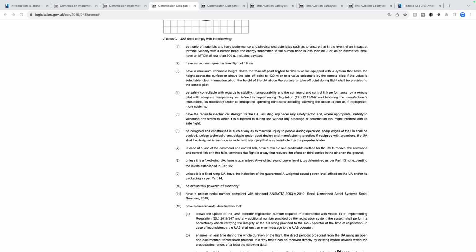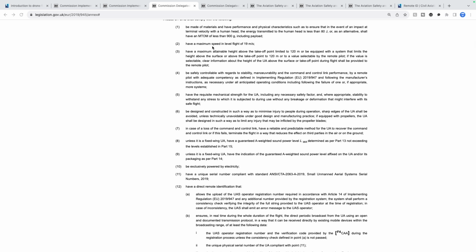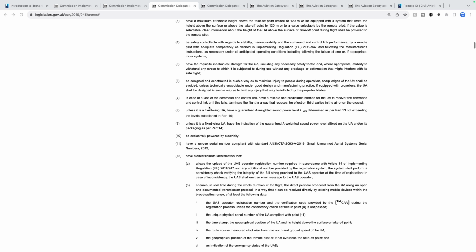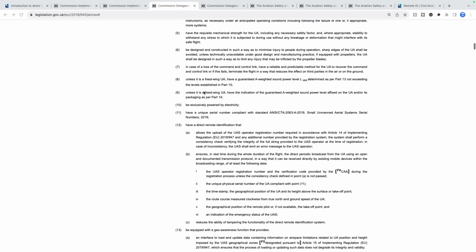Maximum height limited to 120 metres, or be equipped with a system that limits it, right? And it does. We know that the DJI software does limit you. You can turn it off, but it still does limit you. So all of these things it complies with, right? All of these things, but here is the caveat.